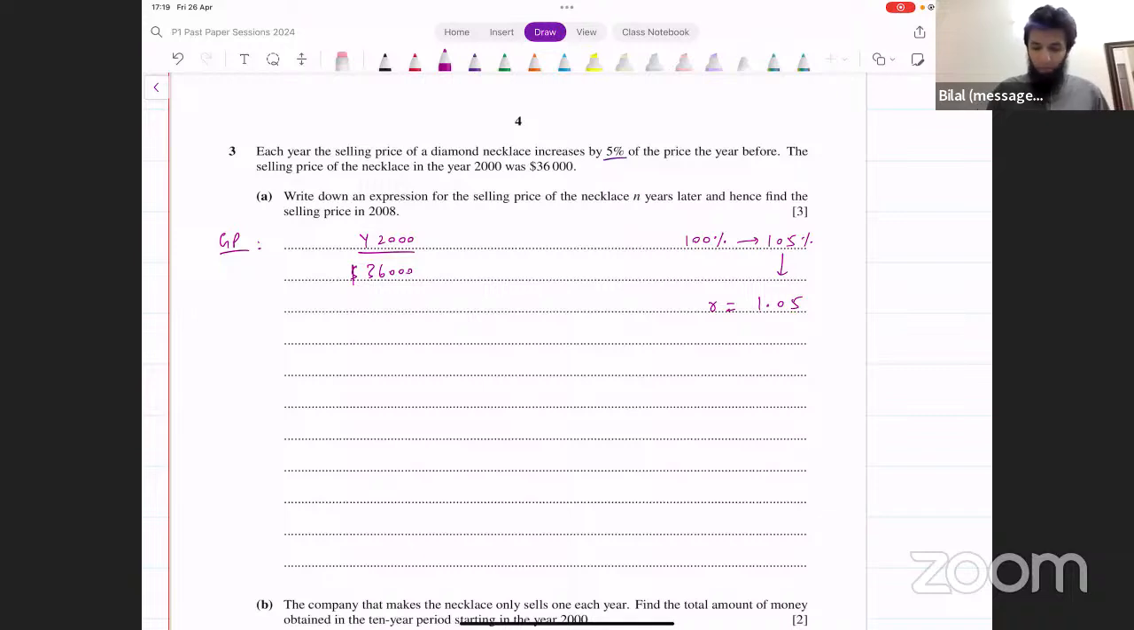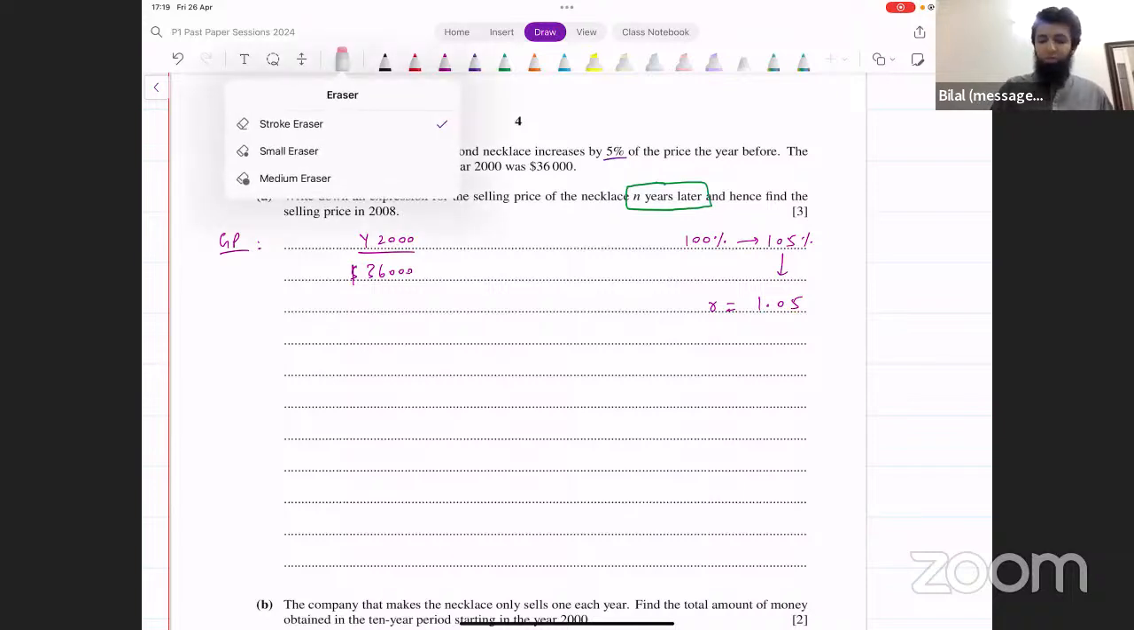Okay. We need to write down an expression for the selling price of the necklace n years later, and hence find the selling price in 2008. Okay, now that's actually a good one because often there is a confusion about what this statement means, n years later. We are given the starting price, that's in 2000. In 2000, the price is $36,000. And we know that the ratio is going to be 1.05.